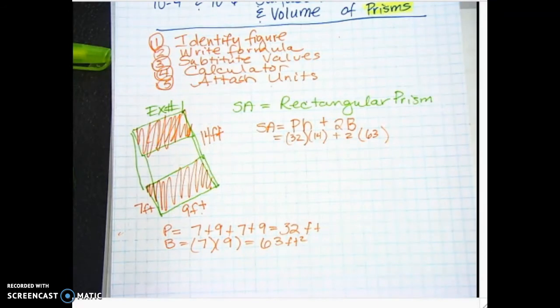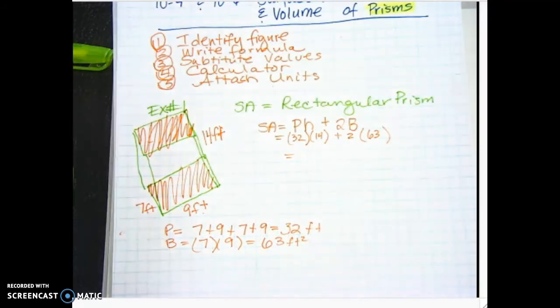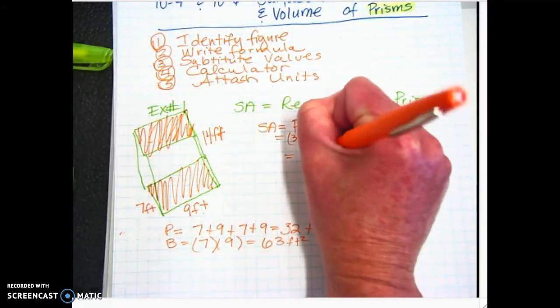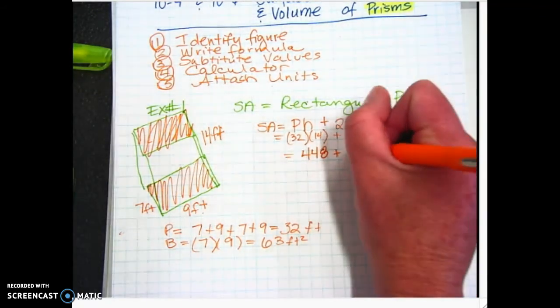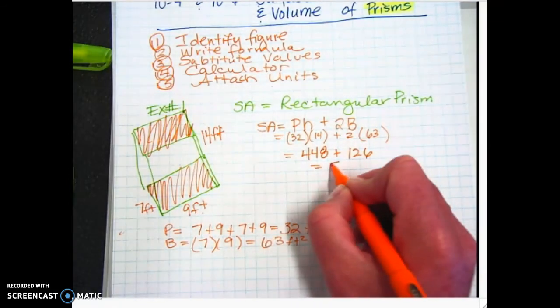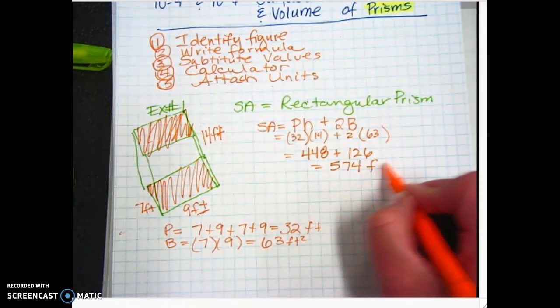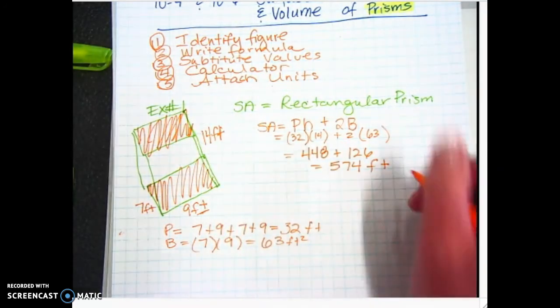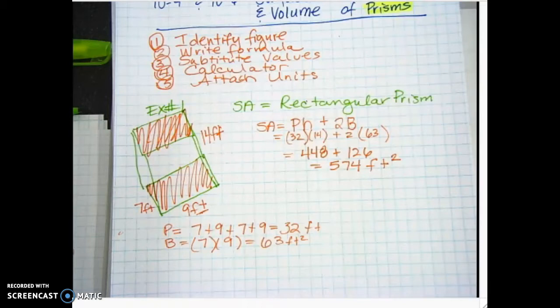So now I have all the numbers that I need to plug into my calculator. I multiply 32 times 14, I get 448. I multiply 2 times 63, I get 126. Then I add them together with my calculator and I get 574. This one was measured in feet, so I say feet, and I'm still on surface area, so I say squared. All right. Any questions on example number 1?